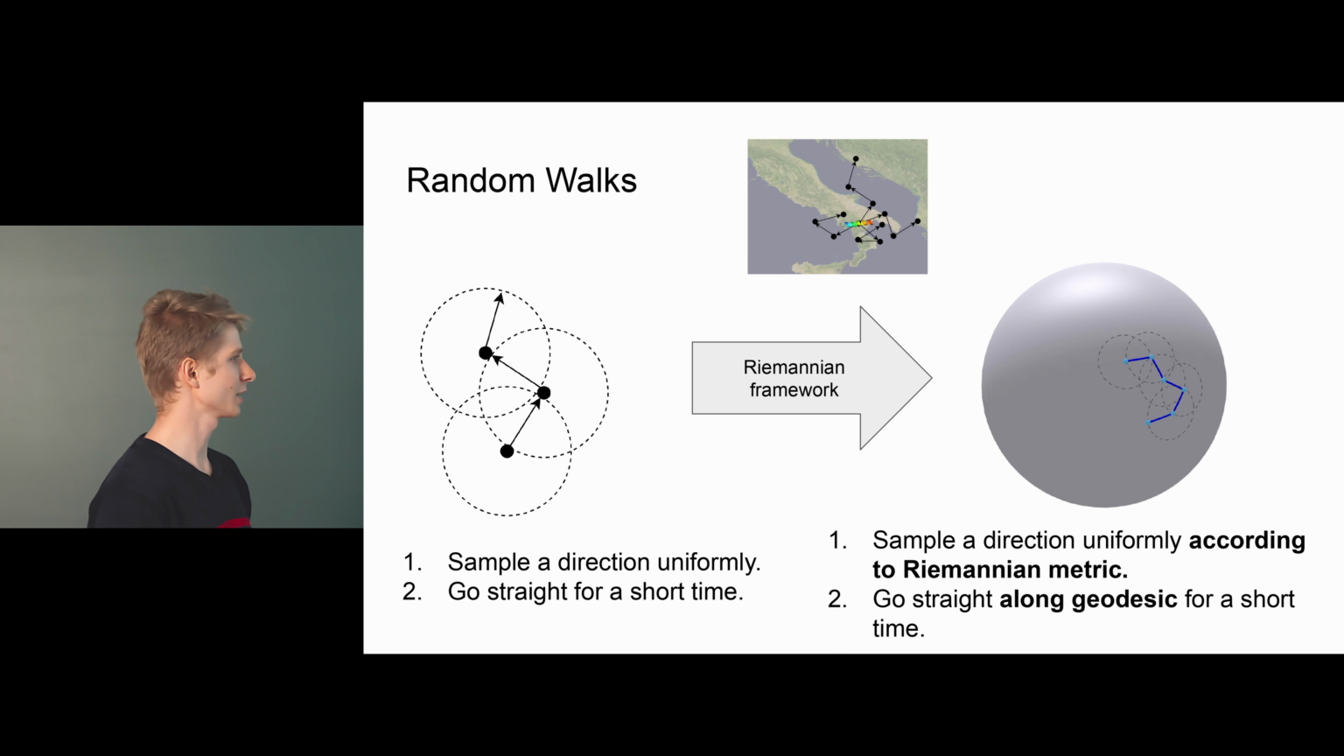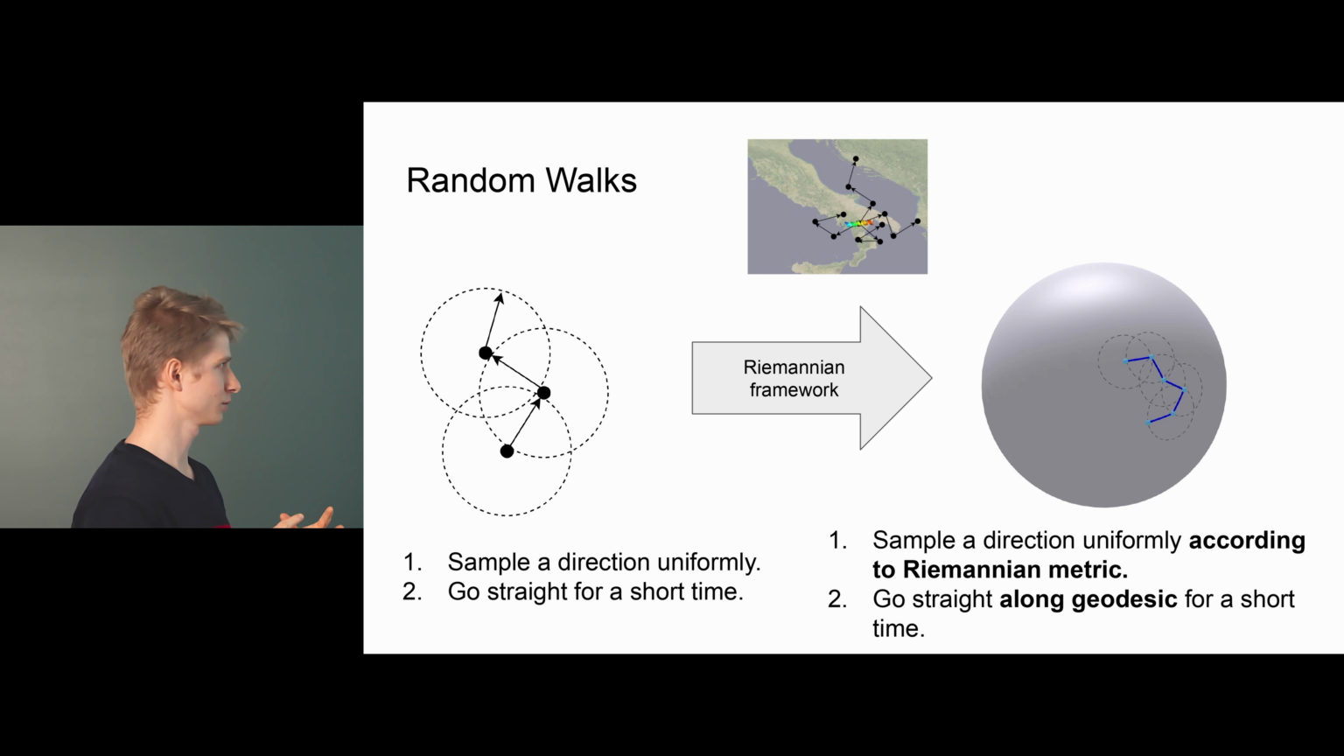So in the simple case, a random walk has two stages. First, sample a direction uniformly. In a Riemannian framework, it means that we sample uniformly according to the Riemannian metric. And the second stage is to go straight for a short time. In a Riemannian framework, it means going straight along a geodesic.